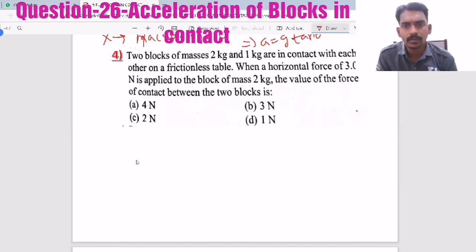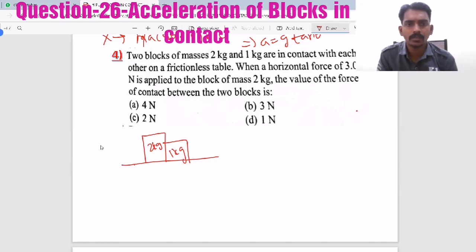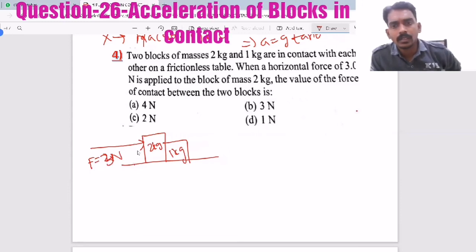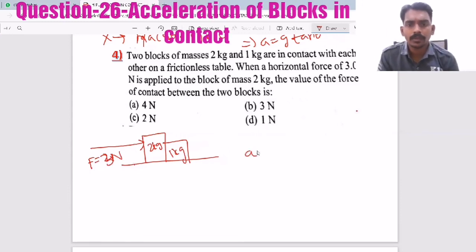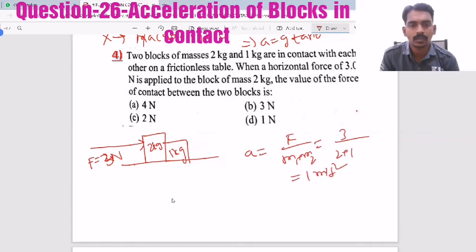See here, 2 kg and 1 kg are in contact with each other. So this is 2 kg and this is 1 kg. Now when a force of 3 Newton is applied, the force is applied on the 2 kg block. That is also important. How much? 3 Newton. The value of force of contact between them. First, acceleration. Acceleration means force by mass, m1 plus m2. Now 3 by 2 plus 1, that is 3 by 3. So acceleration is 1 meter per second square.